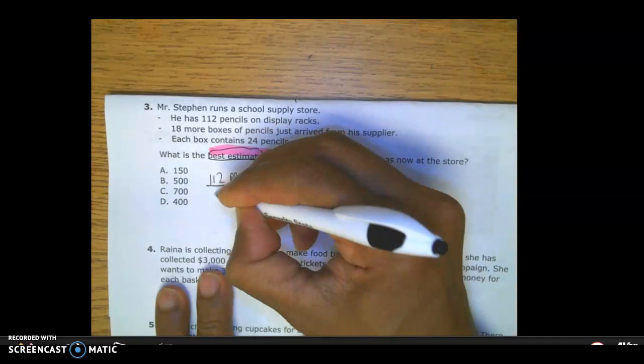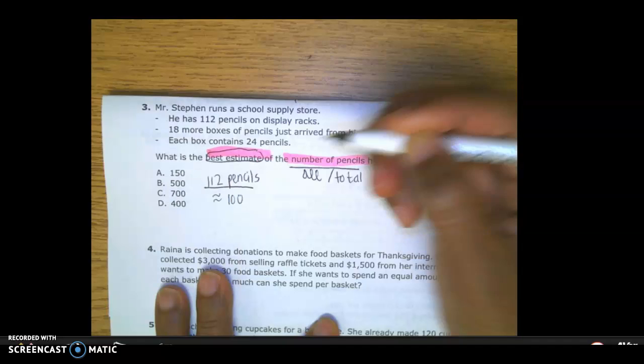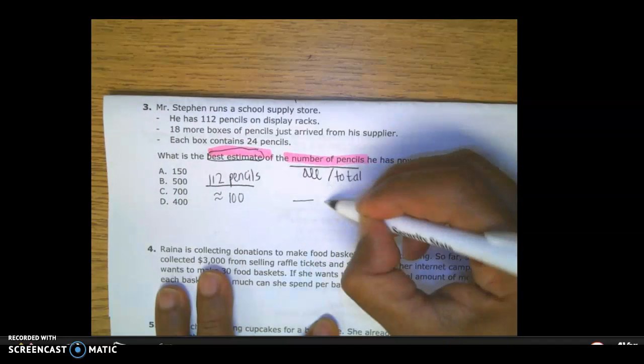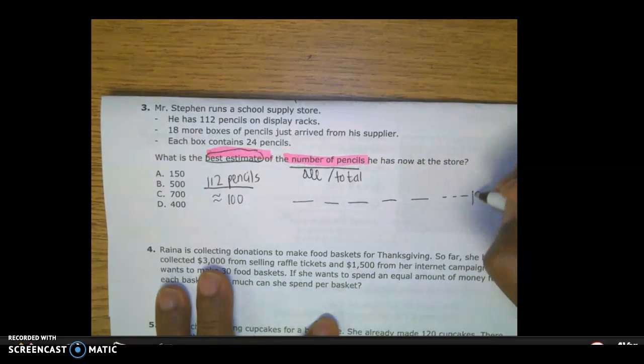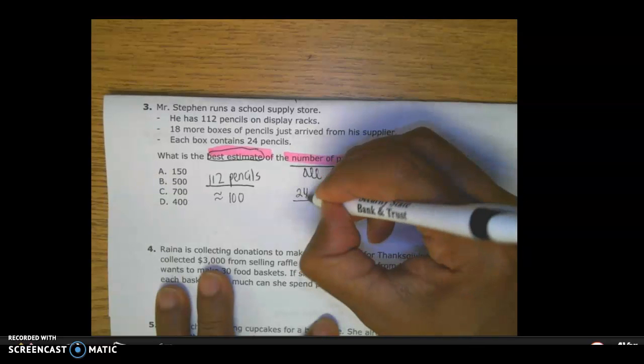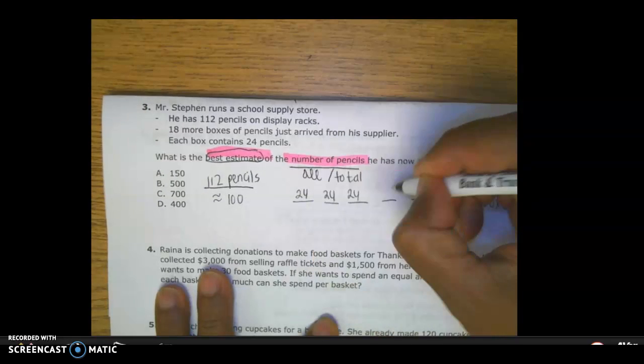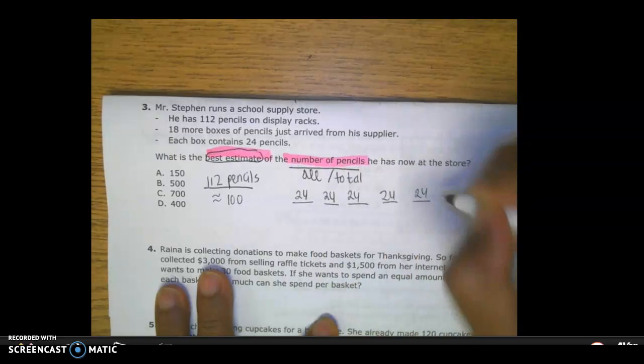And you can say this is about 100. And he's got 18 boxes. 1, 2, 3, 4, 5. Okay, I'm not going to draw 18 boxes. I'm just going to do 18 boxes like that. So that's my group. And I have 24 pencils in each one.